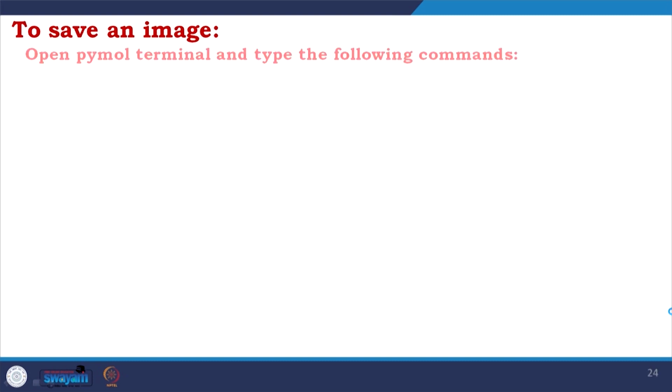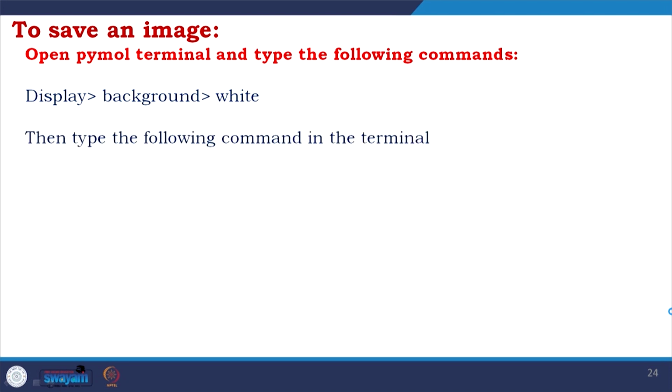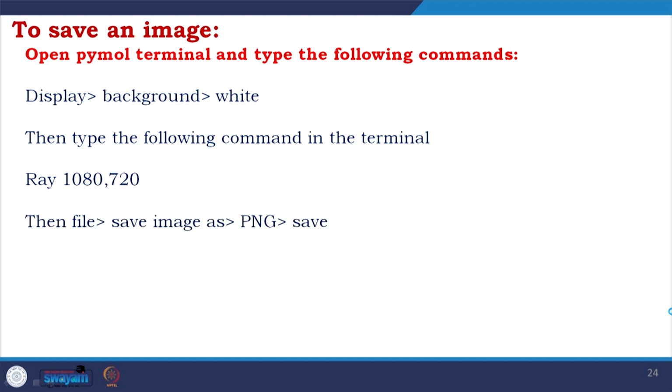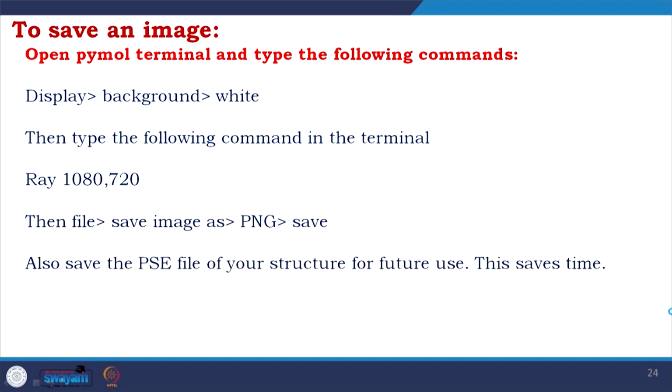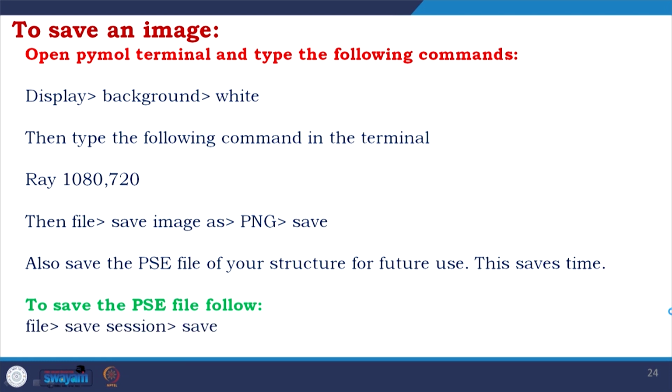Lastly, to save an image, open the Pymol terminal and type the following command: display background white. You remember I told repeatedly that you have to make your terminal white. Then type the following command in the terminal: ray 1080 720, then file, save image as PNG, save. Also save the .pse file, as I again talk about this, that .pse file helps you to bring the same thing again. To save it, file, save session, save.